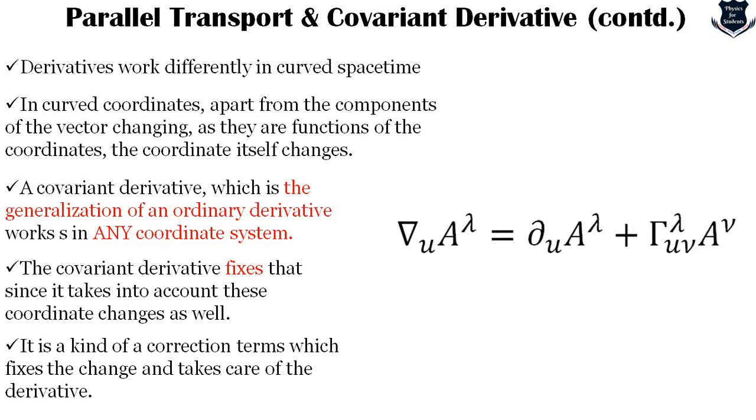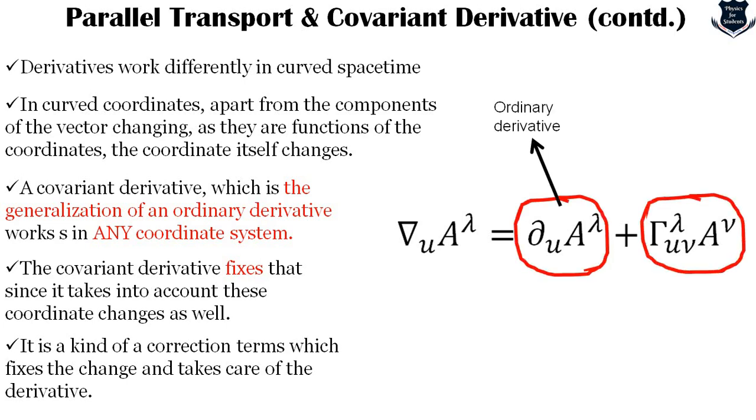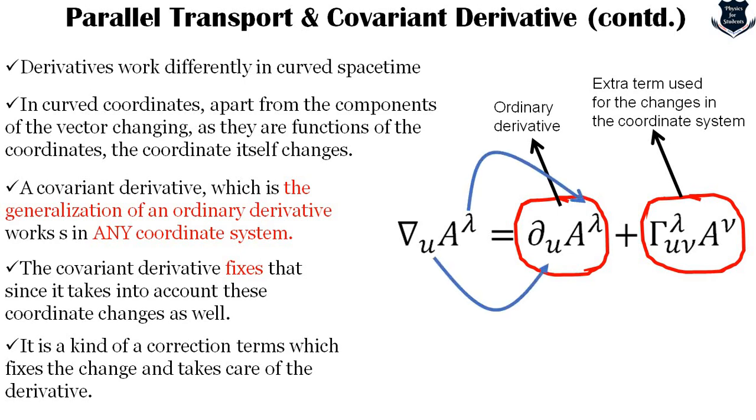correction term. So this is a kind of equation where this is the ordinary derivative. This is the extra term which is used for the coordinate change. Mind you, this gamma term is the Christoffel symbol, which we will not cover in this video. You can see how these indices change from one point to another. So this is a nice understanding of what the covariant derivative actually does.